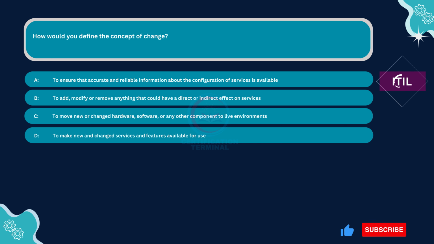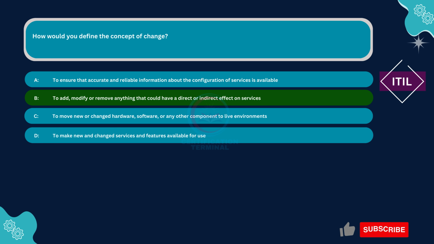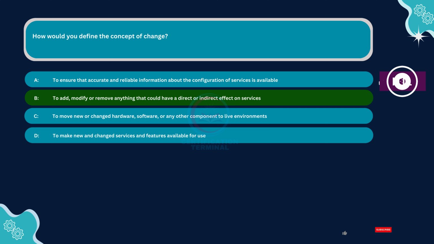The correct answer is Option B, to add, modify or remove anything that could have a direct or indirect effect on services. This option correctly defines the concept of change in the context of service management and IT operations. Change involves making adjustments to a system, which includes adding, modifying, or removing components. This definition captures the essence of what change means. It encompasses various types of modifications that could impact services either directly or indirectly.